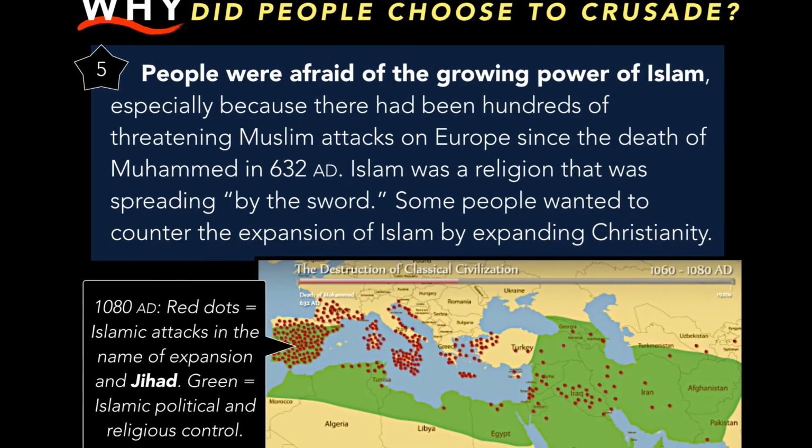And last but not least, fear. Islam was growing stronger. The Seljuk Turks were quite aggressive in regards to their expansion of territory. And the red dots in this map here, in the bottom half, you could see they represent jihad and the Islamic attacks in the name of expansion of the jihad. And there was a lot of fear in Europe that if they didn't do anything about this expansion of Islam, that eventually Islam would take over Christianity.